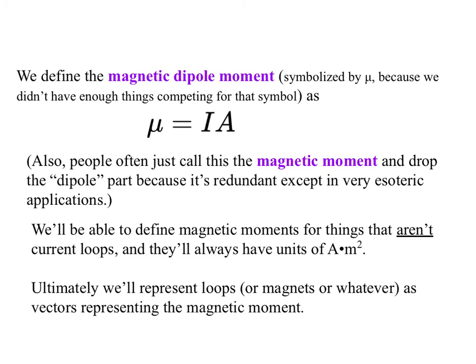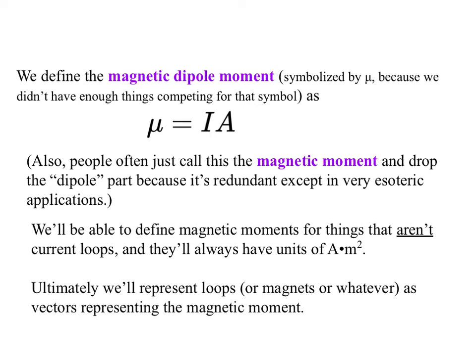We define something called the magnetic moment, which we symbolize by the letter mu because physicists apparently don't have enough uses for mu, so we keep coming up with more. So we say mu is I times the area. You'll often have people call this just the magnetic moment, or it's more formally the magnetic dipole moment. But they drop the dipole part because it's redundant, except in kind of esoteric applications.